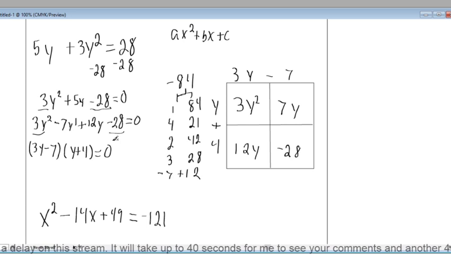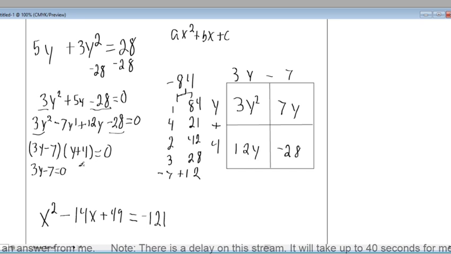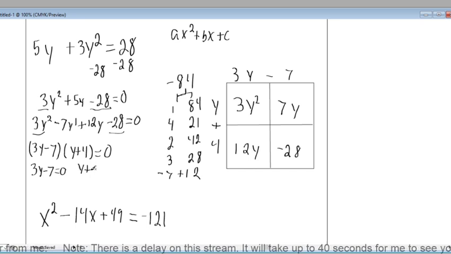Okay. So now we have this in a form that can be solved, because remember, our zero product principle says that if we have two things that we're multiplying, or three things or four things or whatever, but if we have things that we're multiplying and they come out to be 0, then one or both of these things must be 0 itself. So we can say that 3y minus 7 could be equal to 0. And y plus 4 could be equal to 0.